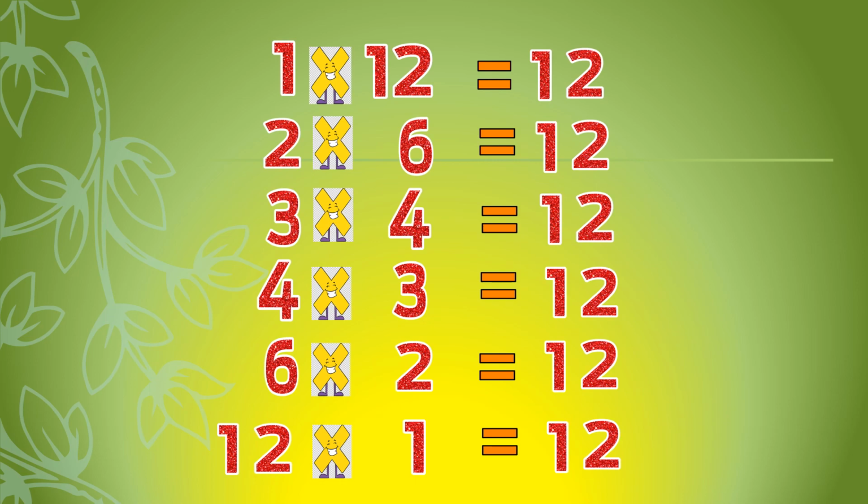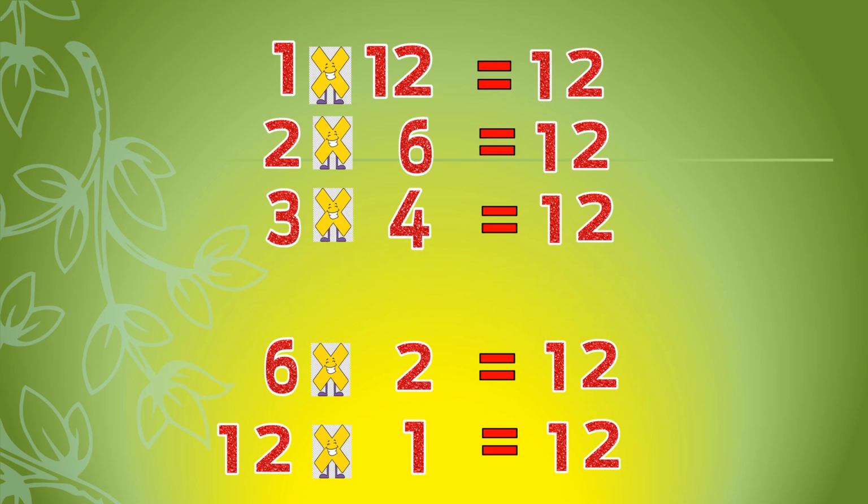So children, this way we can obtain our factors of 12, because on arranging the flowers in these combinations, no flower was left behind. Here children, note one thing: 3 times 4 is the same as 4 times 3. Similarly, 2 times 6 is the same as 6 times 2, and 1 times 12 is the same as 12 times 1. So, the similar combinations can be removed to find the factors easily.